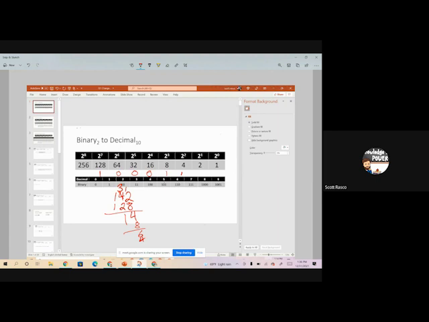And now, that leaves 2. Can 2 be subtracted from 2? The answer is yes. So we're going to have a 1 there. And when you subtract that out, you get 0. And so 1 cannot be subtracted from that final number. So if you were to go to a binary calculator, 10001110 is going to give you the number 142 in decimal.